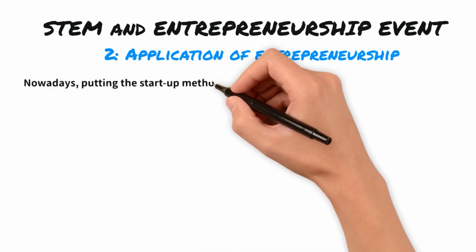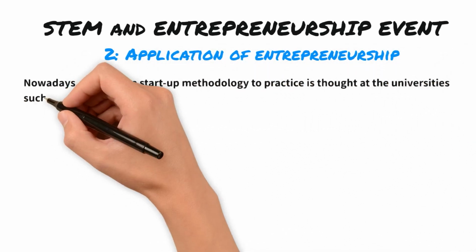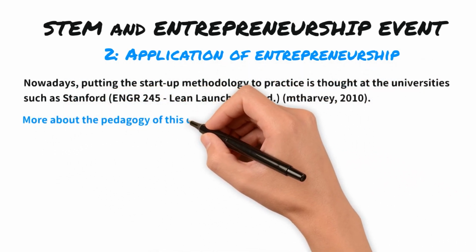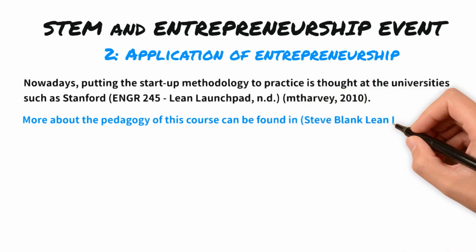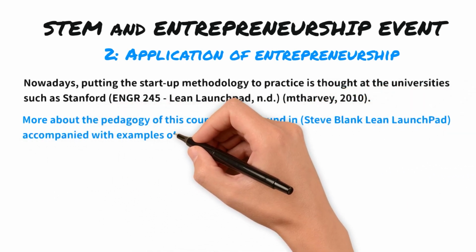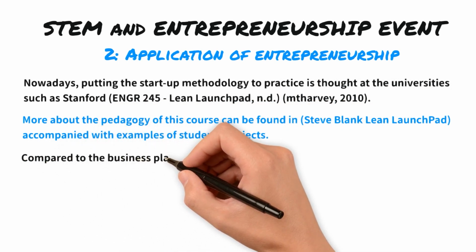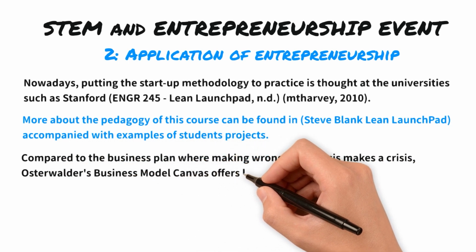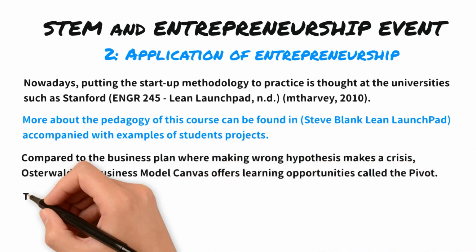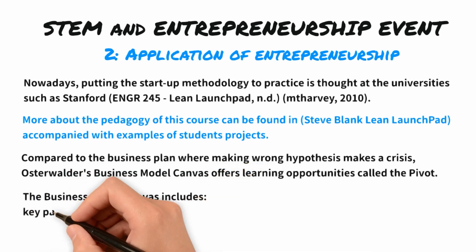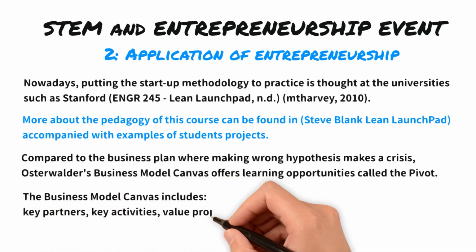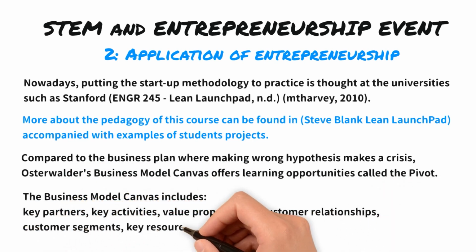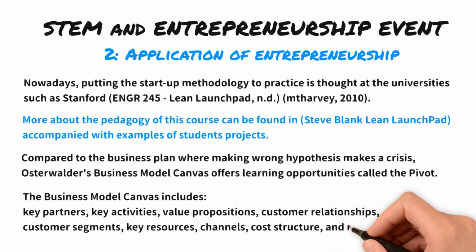Nowadays, putting the startup methodology to practice is taught at universities such as Stanford. More about the pedagogy of this course can be found in Steve Blank's Lean Launchpad, accompanied with examples of student projects. Compared to the business plan, where making a wrong hypothesis makes a crisis, Osterwalder's business model canvas offers learning opportunities called the pivot. The business model canvas includes key partners, key activities, value propositions, customer relationships, customer segments, key resources, channels, cost structure, and revenue streams.